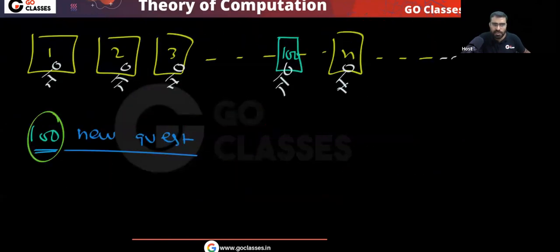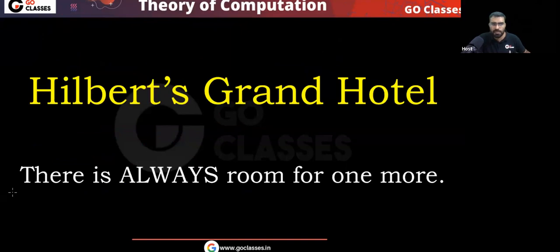If you want to put these 100 guests, what to do? Shift, yes or no? Shift everyone to the plus 100 room. This person will go to 200, this person will go to 101, 103, this person will go to 101. Like this. Is this understood? Please let me know. Is this clear, this Hilbert's Grand Hotel?